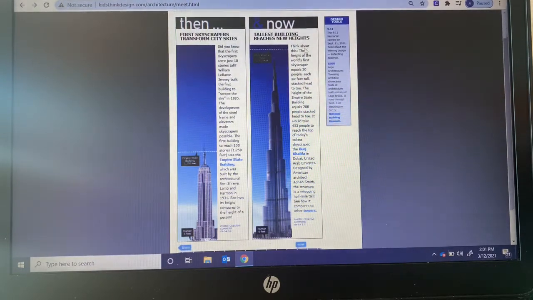Now, here's the world's tallest building. It says, think about this. The height of the world's first skyscraper equals 30 people, each 6 feet tall, stacked head to toe. The height of the Empire State Building equals 280 people, stacked head to toe. It would be 453 people to reach to the top of today's tallest skyscraper, the Burj Khalifa in Dubai, United Arab Emirates, designed by American architect Adrian Smith. The structure is a whopping half-mile tall. See how it compares to other towers.